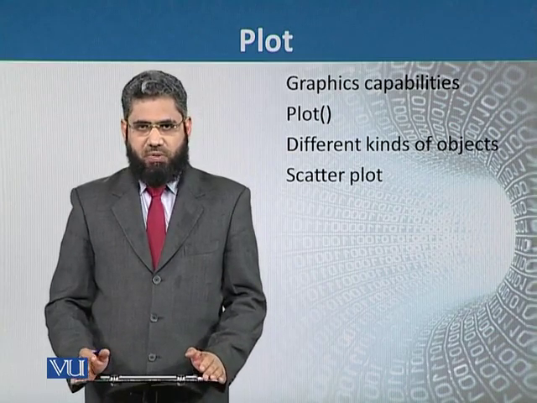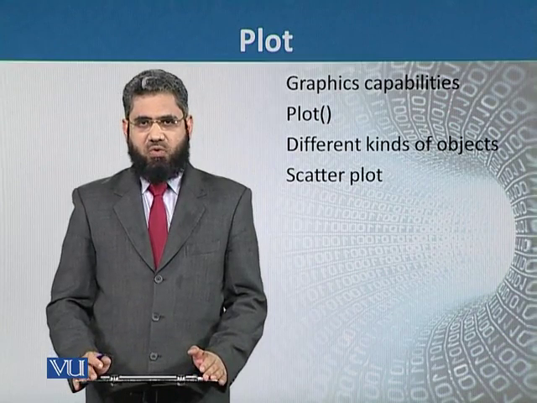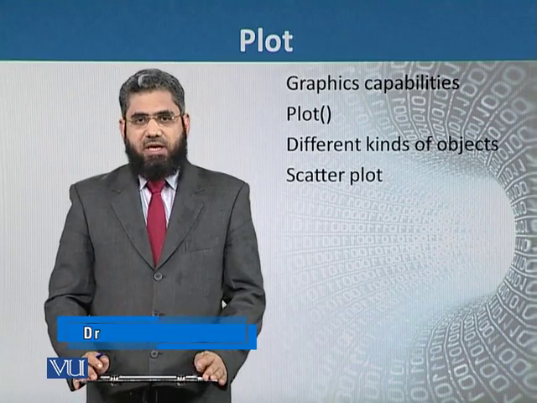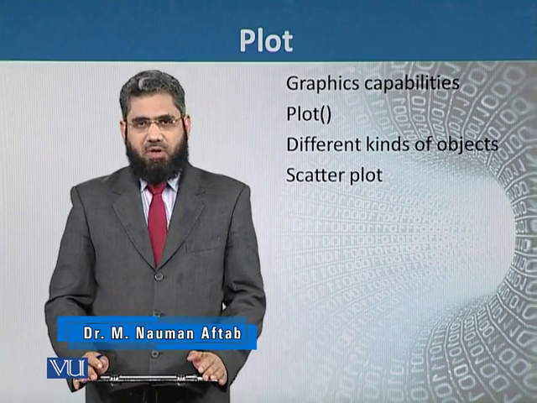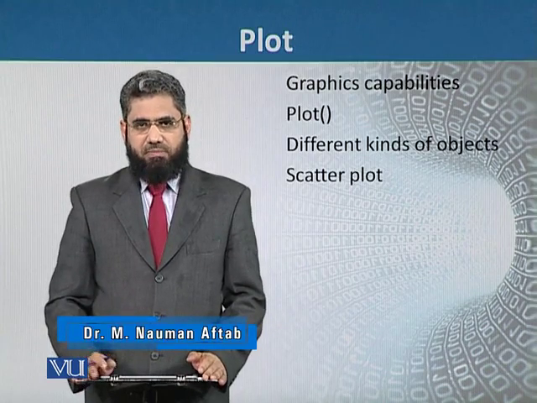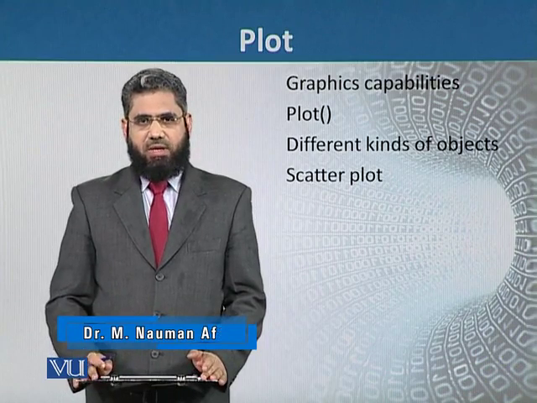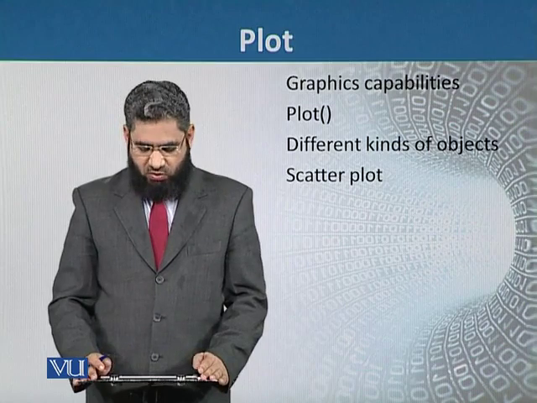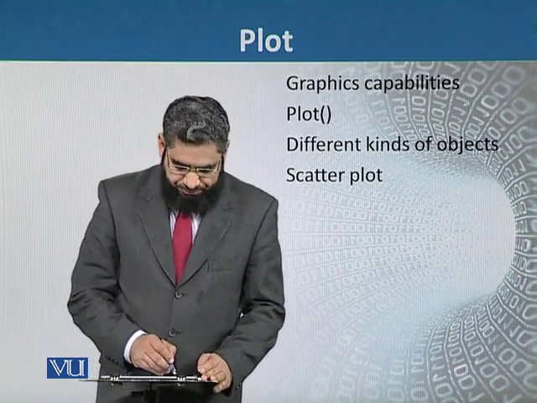And for plotting a graph, we need two vectors. And basically when we use the command plot and then give the values within the parentheses, generally the plot that is generated is called the scatter plot.